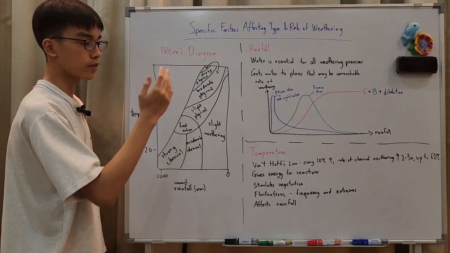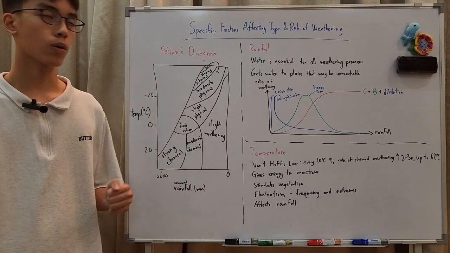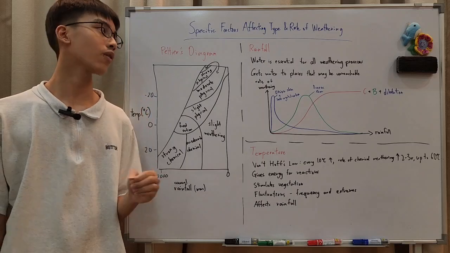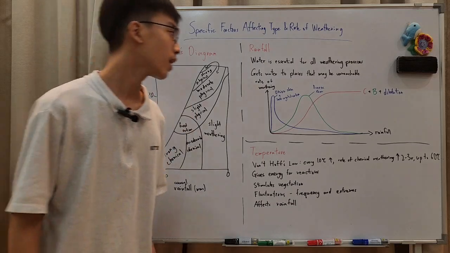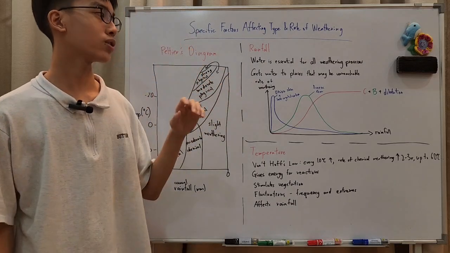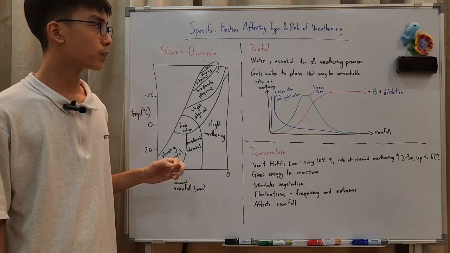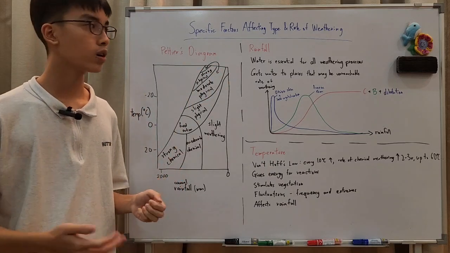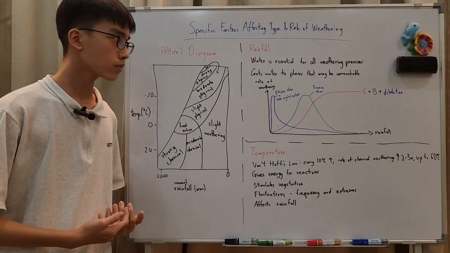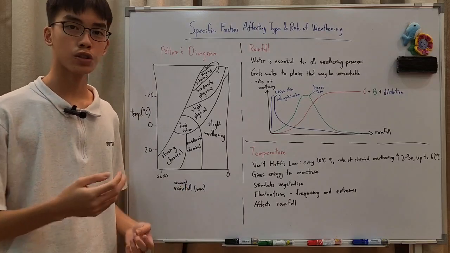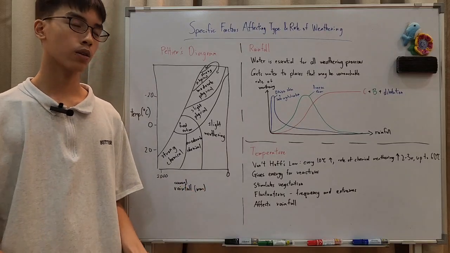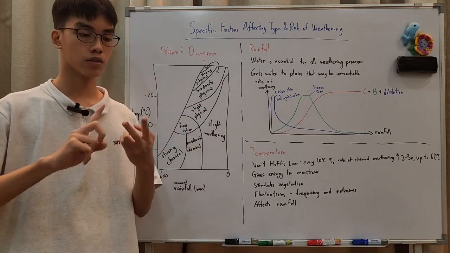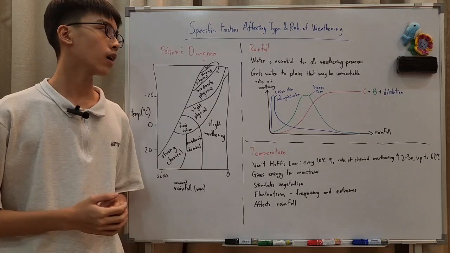So let's move on to rainfall and temperature specifically, and why they're so important. Rainfall is essential because water is essential for all weathering processes, and it also helps get water to places that may be unreachable. So why is water essential? Because for all chemical weathering processes, as you may know, you need water, and for biological, you need water to stimulate plant growth. As for physical, it's more nuanced. Freeze thaw and salt crystallization, we all know you need water.